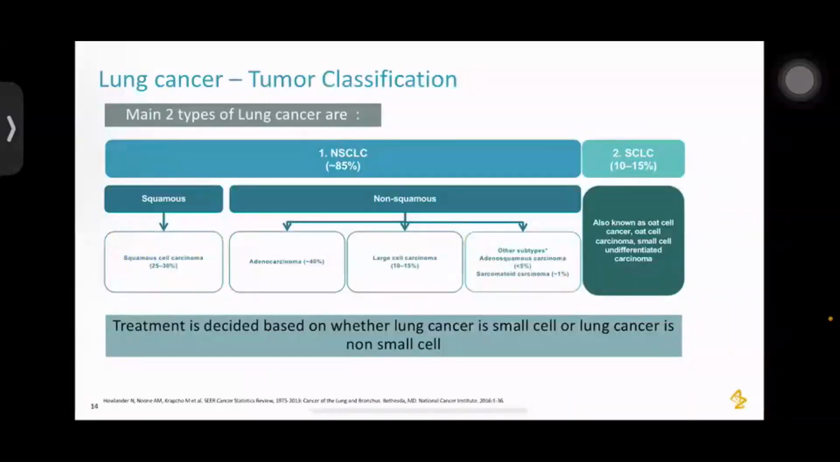And briefly, lung cancer, we all know, is broadly divided into predominantly 85% non-small cell lung cancer and about 10 to 15% small cell. Small cell is also known as oat cell or small cell undifferentiated carcinoma. Coming to non-small cell, about 30% is squamous, and the non-squamous types are adenocarcinoma, which is 40%, large cell about 10 to 15%, and other miscellaneous types. So treatment is decided predominantly on whether it's small cell or non-small cell.